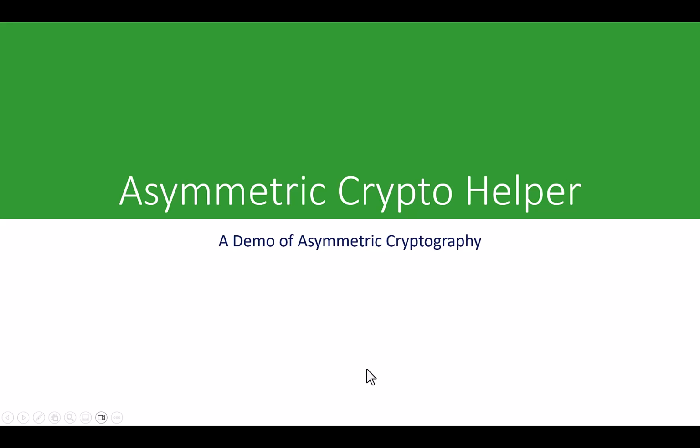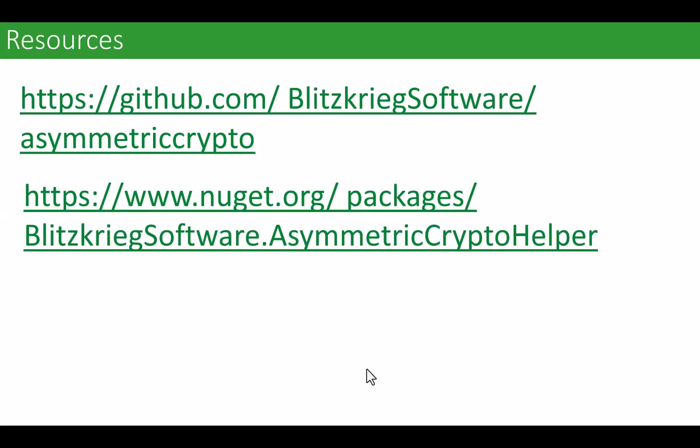Stewart here. Today we're going to talk about asymmetric cryptography with Microsoft's built-in libraries and BouncyCastle. You can find the source code for the demos I'm doing today out on my GitHub site, and you can use my Asymmetric Crypto helper library by pulling it in from NuGet.org.